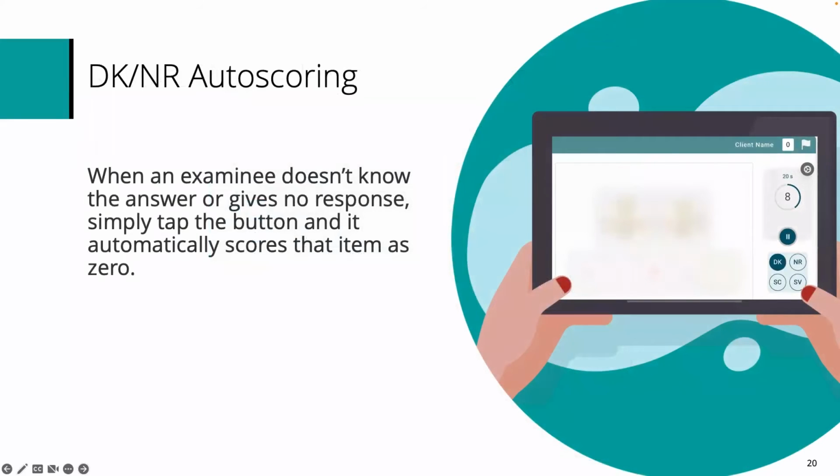Another small but pretty significant feature is the don't know, no response auto scoring. So it's pretty obvious that if a client tells you that they don't know the answer, or if they offer no response, that it is a 0-point answer. In the old app, you used to have to press DK or NR and then assign a 0 point answer. Now it is automatically done for you. So as soon as you do DK or NR, it auto scores this as a 0.